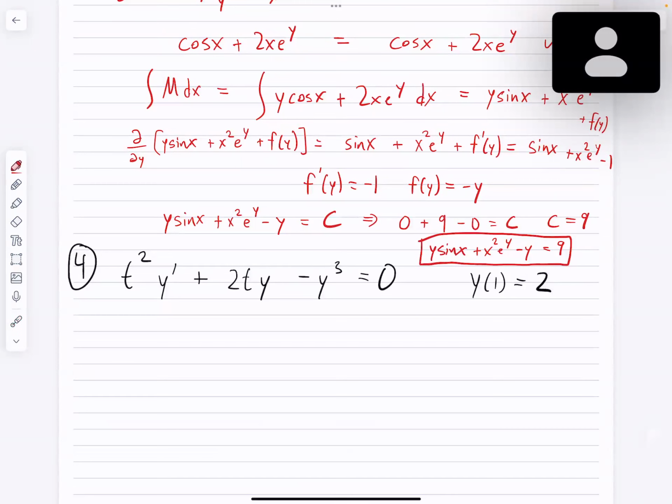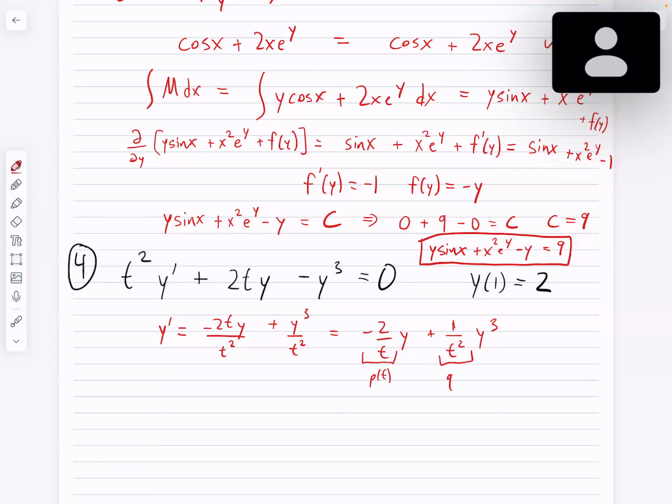So writing that, you get y prime equals minus 2t y plus y cubed, and then I have to divide both sides by t squared. What does that simplify to? So this equals negative 2 over t y plus 1 over t squared y cubed. So that's in Bernoulli form now, where this thing is p of t and that thing is q of t.